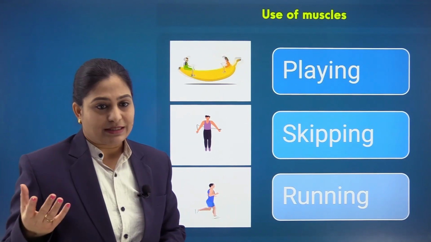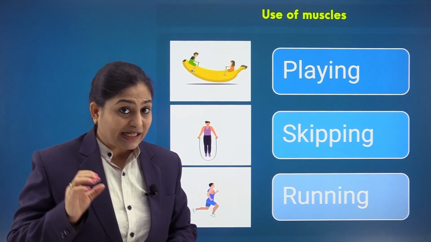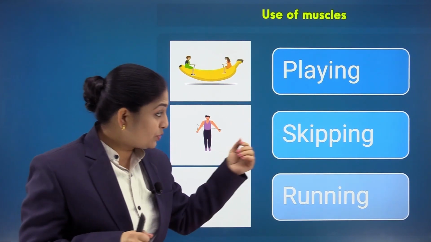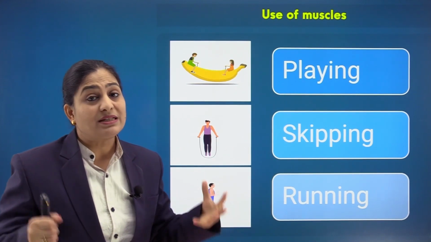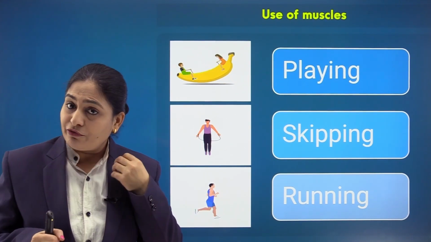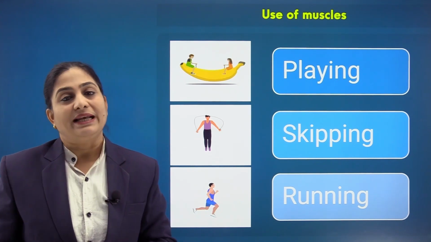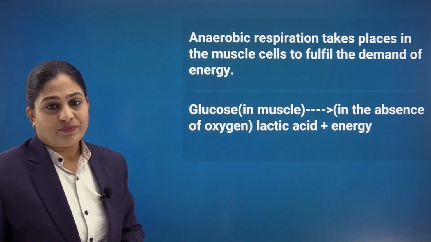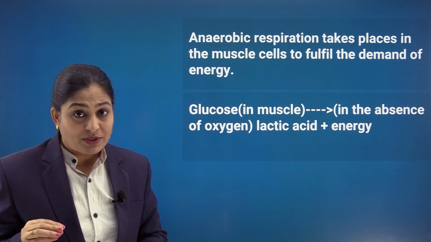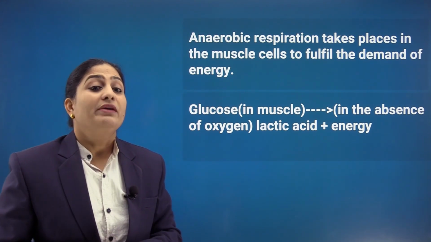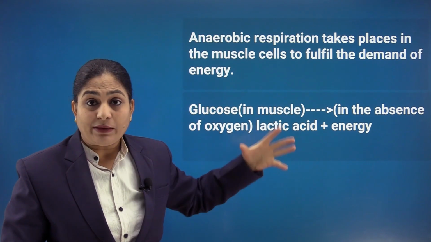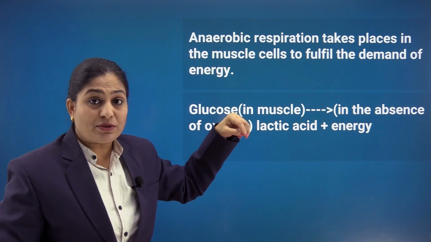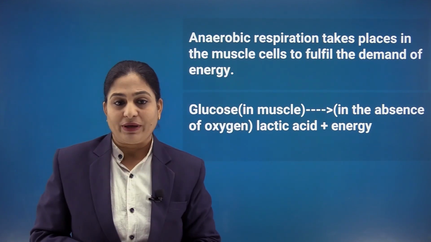Let us discuss our muscles. Our muscles have various uses. They are used in playing, in doing exercise, in skipping, in running. Our muscles are very important even for our movement, even for doing some physical activity. So do you know how muscles respire? Let us discuss. When we talk about muscle cells, we observe that muscle cells respire via anaerobic respiration. That means the mode of respiration in muscle cells takes place in the absence of oxygen, and thus we call it anaerobic respiration.